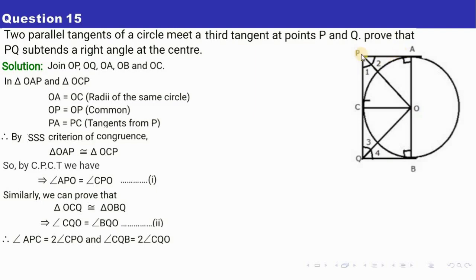So that's why APC is equal to 2 times CPO, and similarly CQB, that is this full angle, is given to be 2 times CQO.